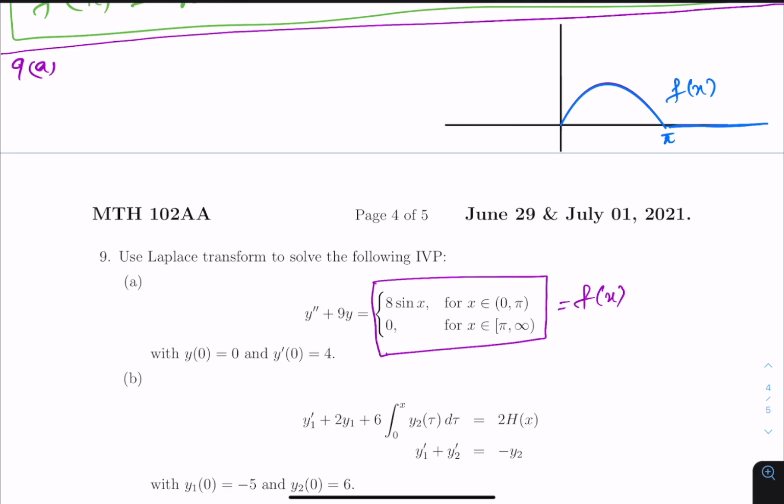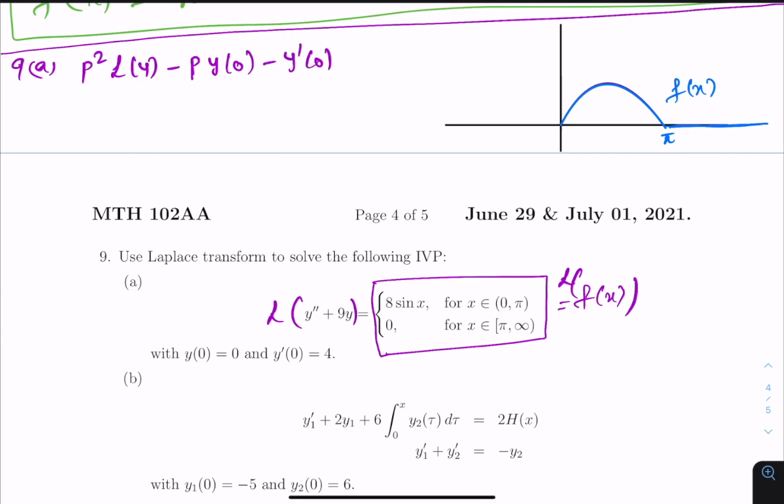Okay, so now we need to use the Laplace transform to find this function. So let's apply the Laplace transform. You apply the Laplace transform on both sides. So L of y, by linearity, L of y double prime will be p square L of y minus p times y of 0 minus y prime of 0.